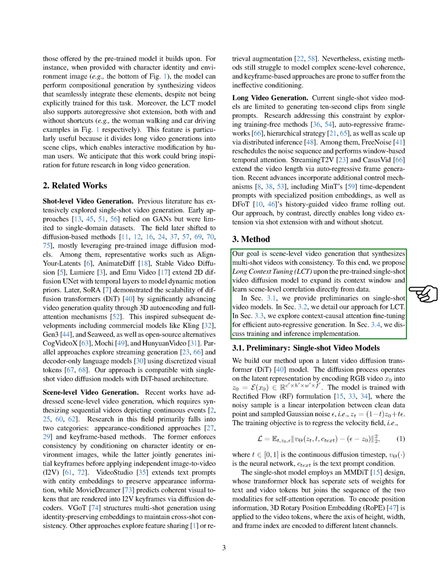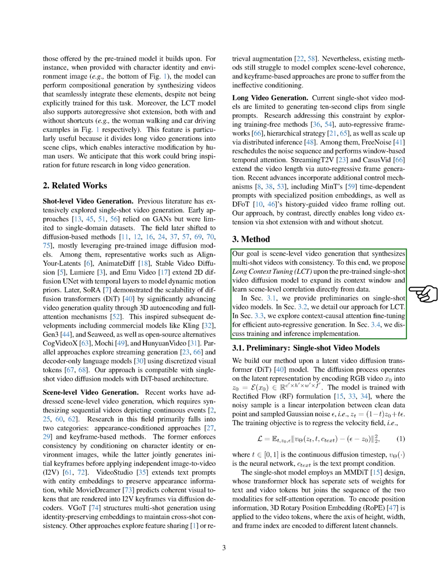Section: Method. In this section, we aim to generate videos at the scene level, creating multi-shot videos that maintain consistency. To achieve this, we introduce long context tuning, LCT, on a pre-trained single-shot video diffusion model, allowing us to expand its context and learn scene-level relationships directly from the data. We begin by discussing single-shot video models, followed by our LCT approach, and then explore context-causal attention fine-tuning for efficient generation. Finally, we cover the implementation of training and inference.